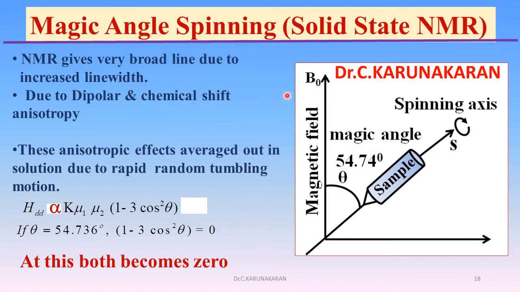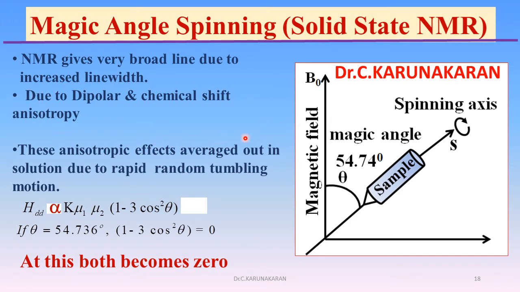Here we will study what magic angle spinning is. It is important only in solid state NMR. In the solid state, the compound gives a broad line in the NMR spectrum because of increased line width due to fast spin-lattice relaxation, dipolar interactions, and chemical shift anisotropy. These effects are averaged out in solution when the compound is dissolved. These effects are negligible.